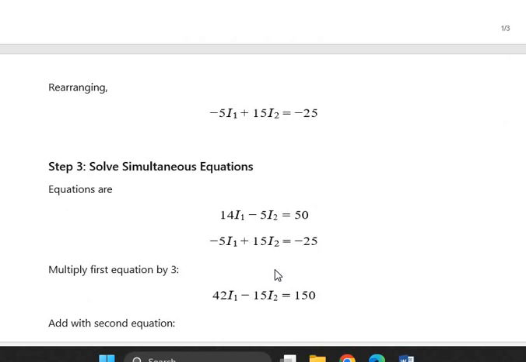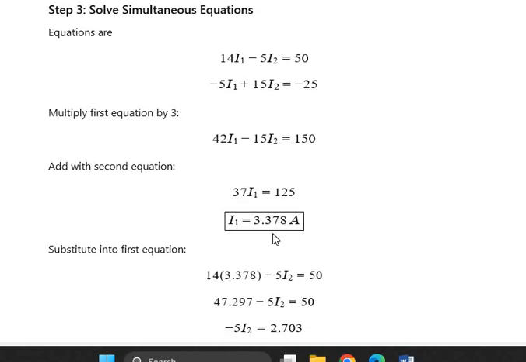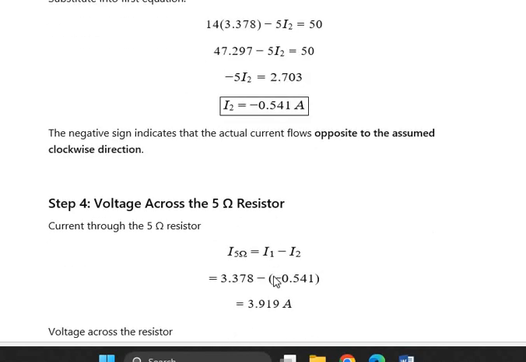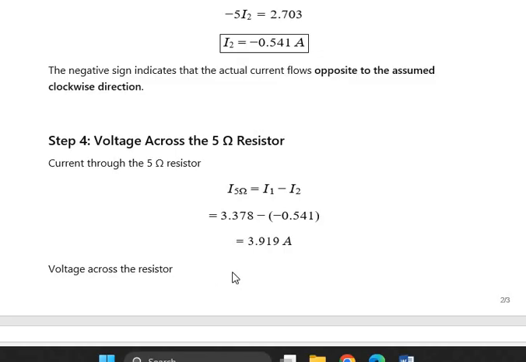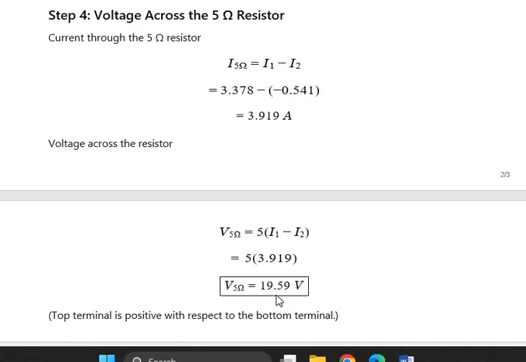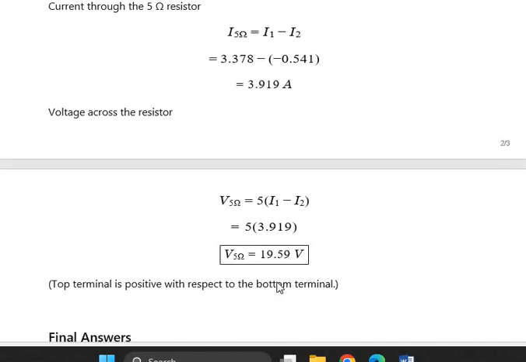I1 minus I2, that is the current flowing through the 5 ohm resistor, which is 3.378 minus of minus 0.541. So both currents are additive in the 5 ohm resistor. Therefore, the total current is 3.919 ampere. So the voltage across the resistor is the current into 5 ohm, that is 5 into 3.919. So the total voltage is 19.59 volts. So this is the value we were supposed to calculate.